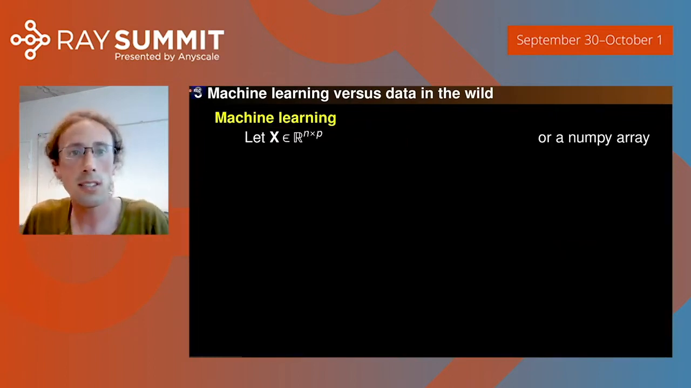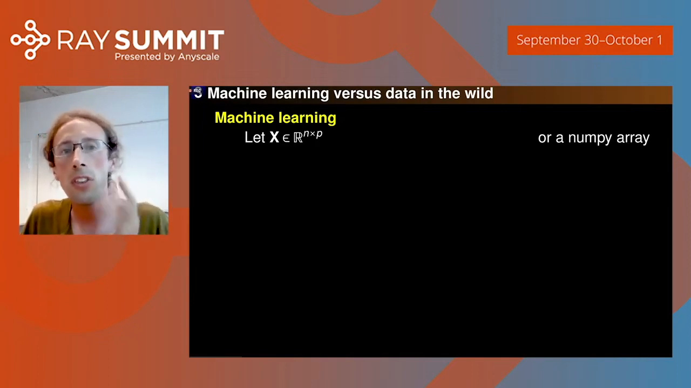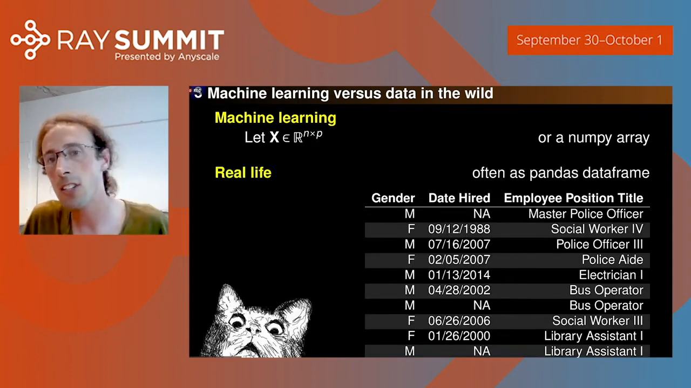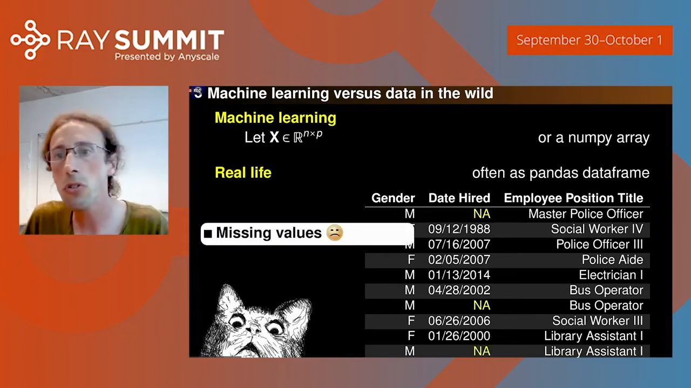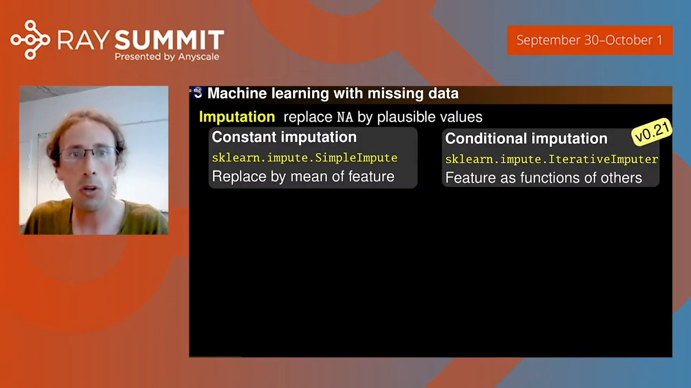This is illustrated by the fact that in most machine learning papers, the data is assumed to live in a vector space. It's a matrix. However, in real life, the data is typically a dirty table that might have missing values or non-curated, non-normalized entries. So what can we do about this?